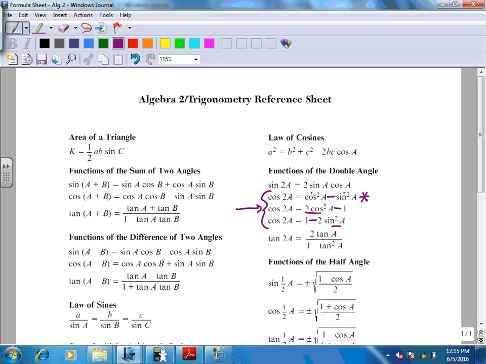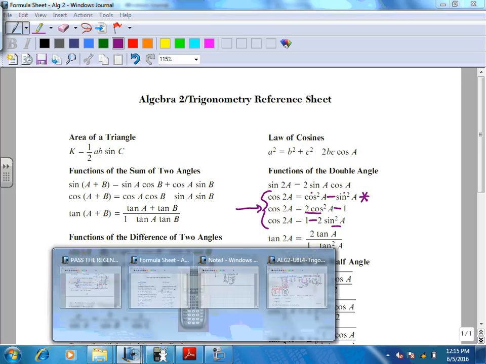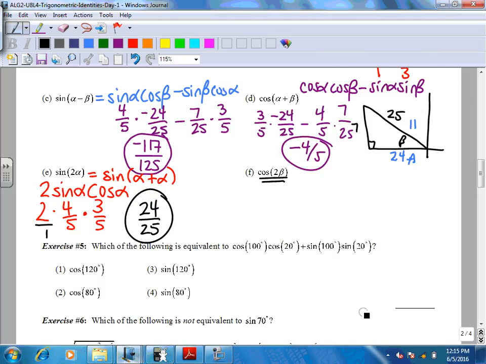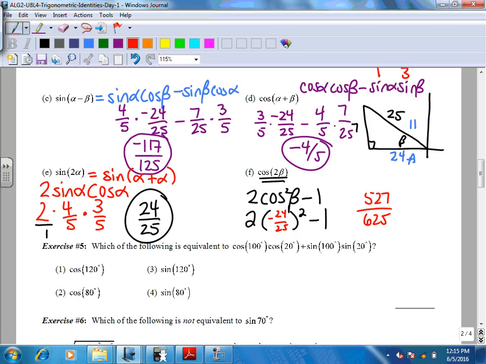You could obviously use any of the 3 because we know all those values at this point, but it's really up to you. So this would be 2 cosine squared beta minus 1. 2 blank squared minus 1. Well, cosine beta was negative 24 over 25. Again, I would probably not trust yourself to do this by hand without making a mistake. So put it in your calculator and you get this.